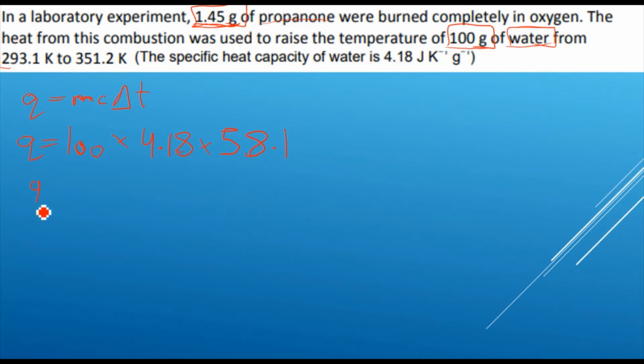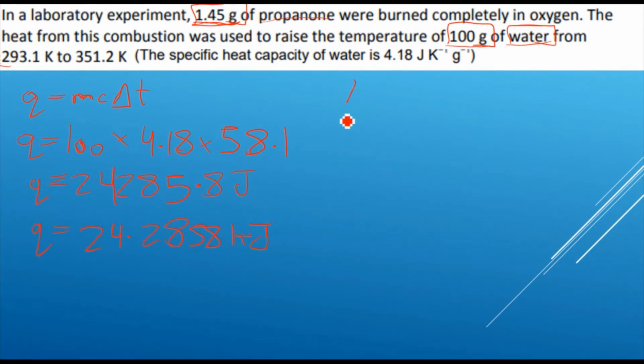So this is the first step. I'm writing down my working out, and I just get 24,285.8. This is in joules, remember. So what I have to do is convert that into kilojoules, so I simply get 24.2858 kilojoules. I'm not rounding anything just yet, because I want to make sure the answer I get at the end is as accurate and reliable as possible.